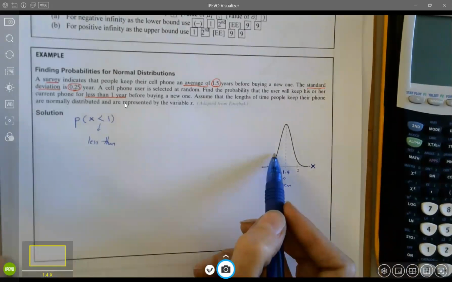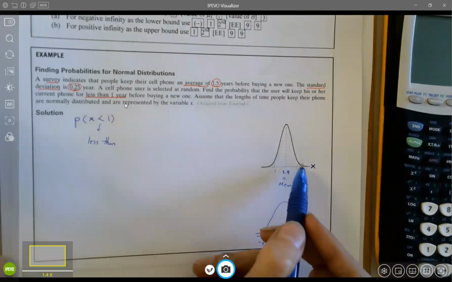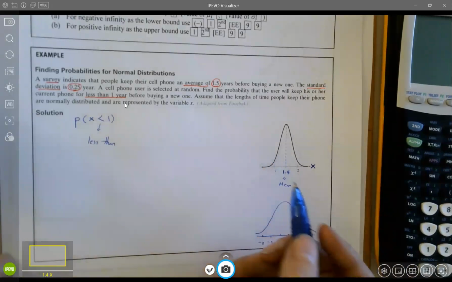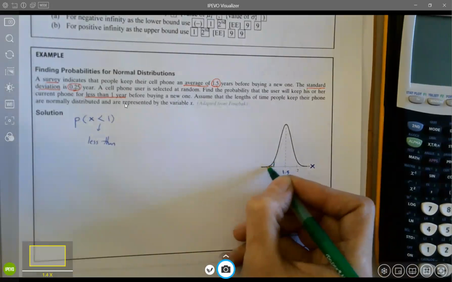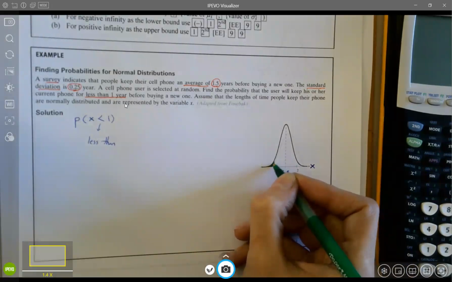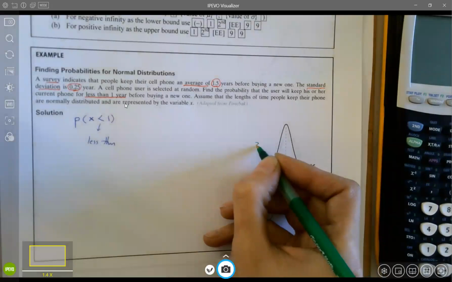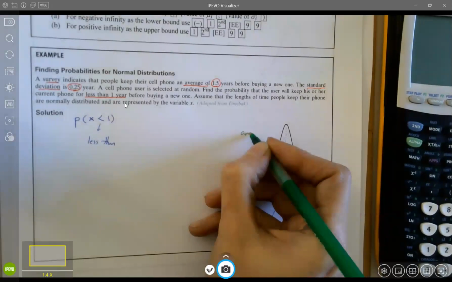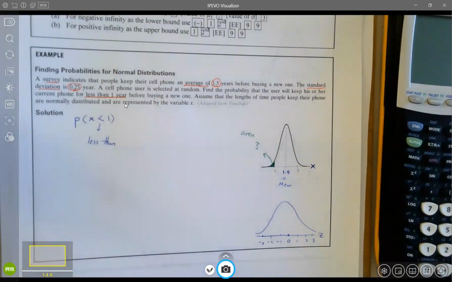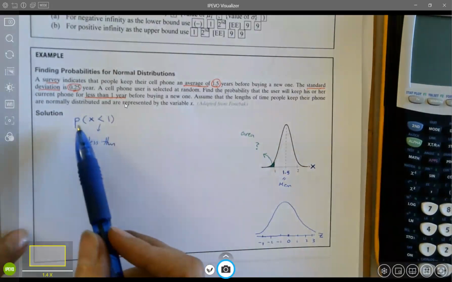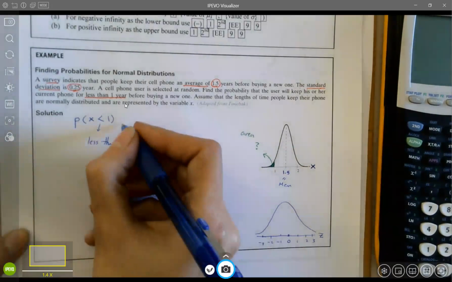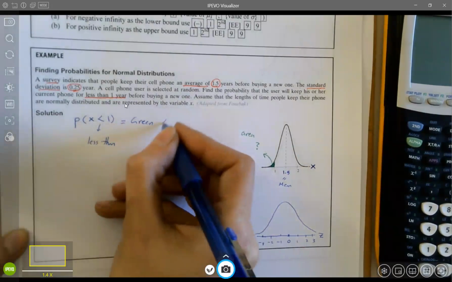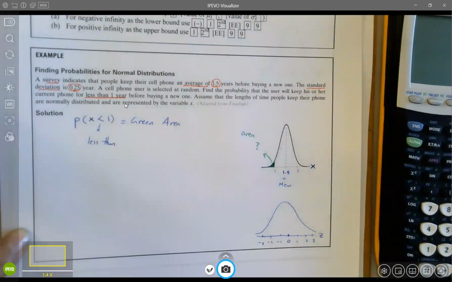Perfect. So what do we have here? We have a normal distribution and less than 1. Less than 1 year is going to be this area, or this probability, on the left-hand side of 1. We want to find this area or probability. What is this probability? The probability of X less than 1 is this green area. How do we find this green area?